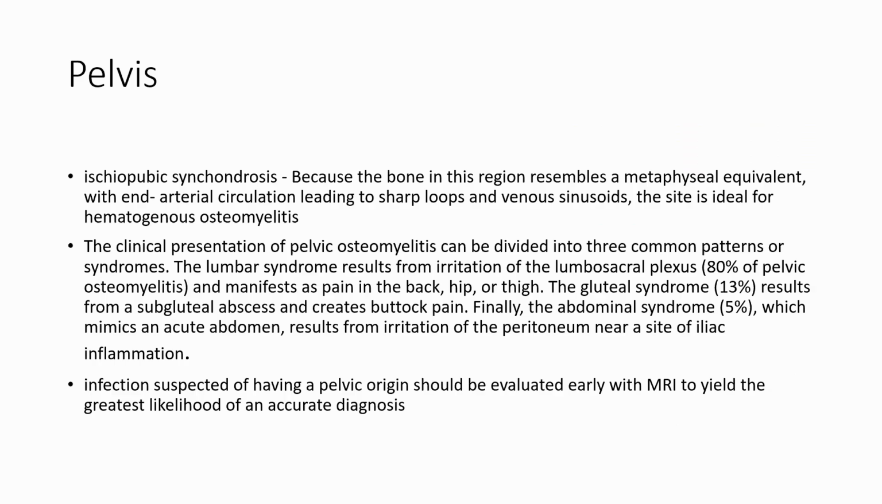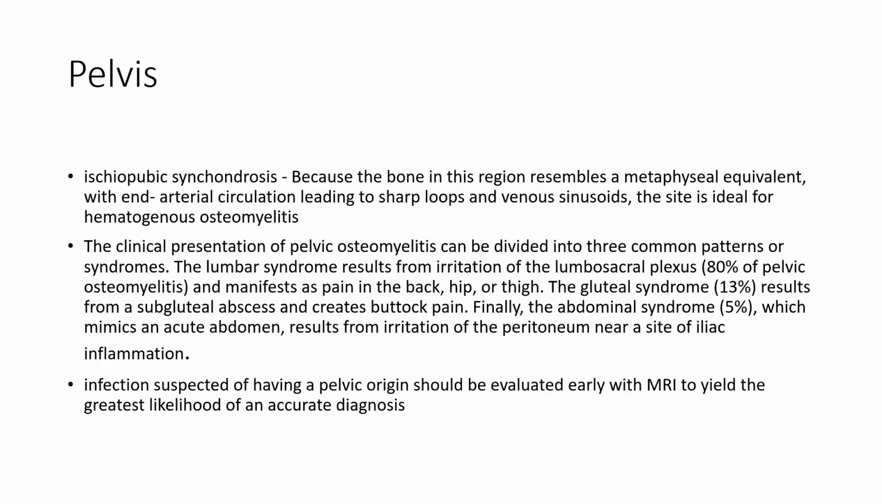Next. In the pelvis, the most common site for pelvic osteomyelitis is the ischiopubic synchondrosis, because the bone in this region resembles a metaphyseal equivalent with end-arterial circulation leading to loops and sinusoids, and this site is ideal for haematogenous osteomyelitis. So the clinical presentation in pelvic osteomyelitis could be in three patterns.